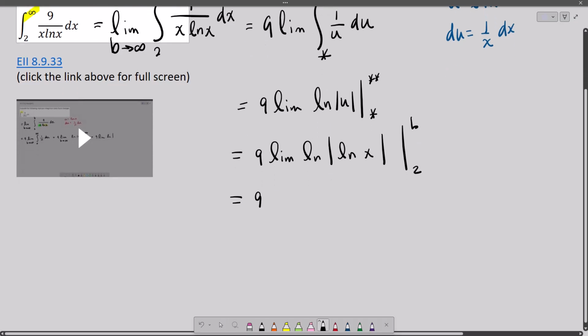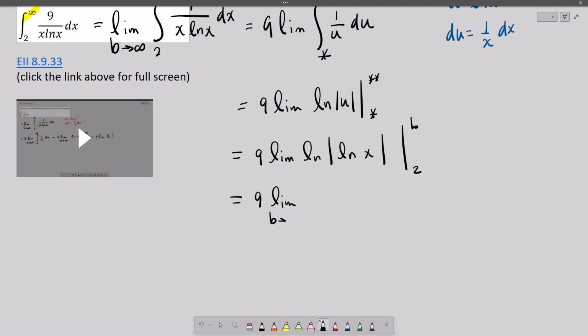So we'll have 9 limit. And the limit is as b goes to infinity. So we'll put that back since we're about to apply it. So we're going to have log. And b is positive. We see that we're going from 2 to infinity, so we don't need absolutes anymore. So it's going to be log of b minus log of 2.